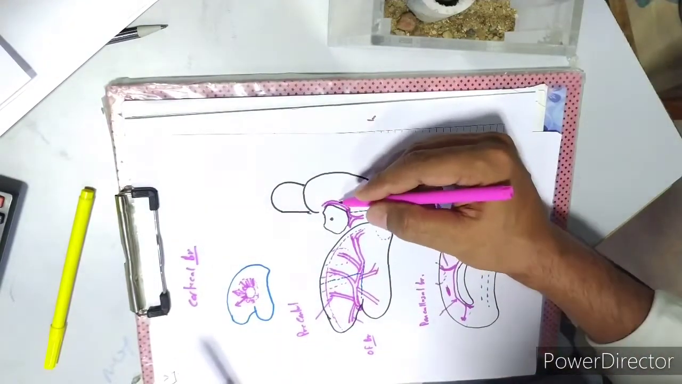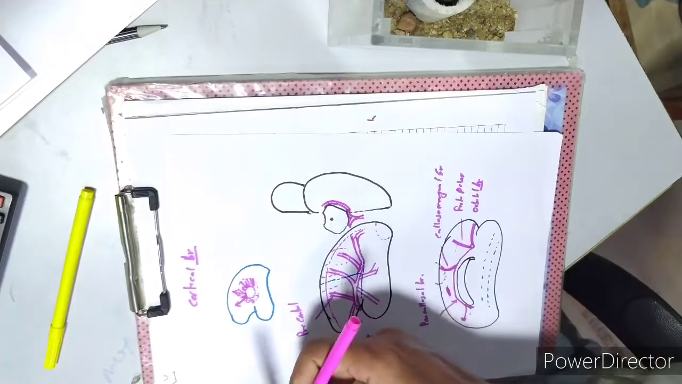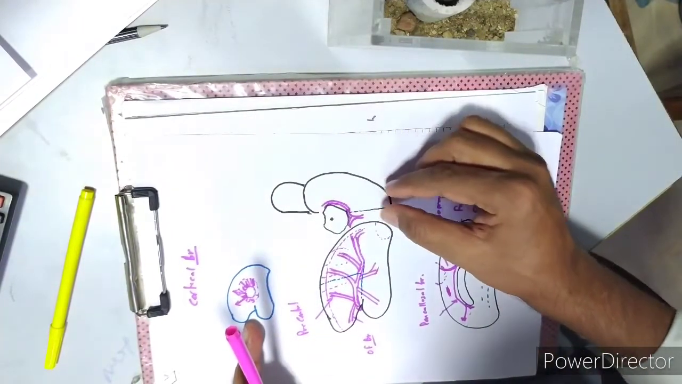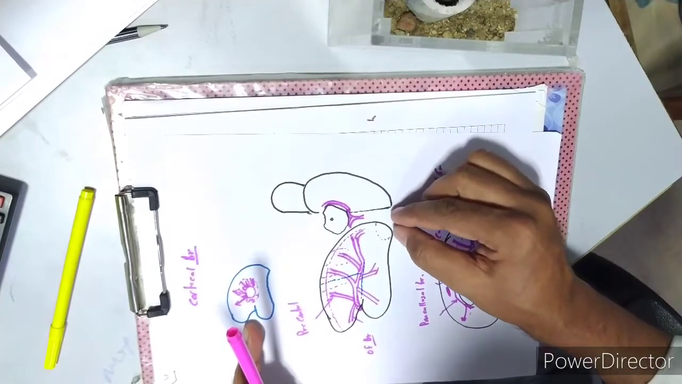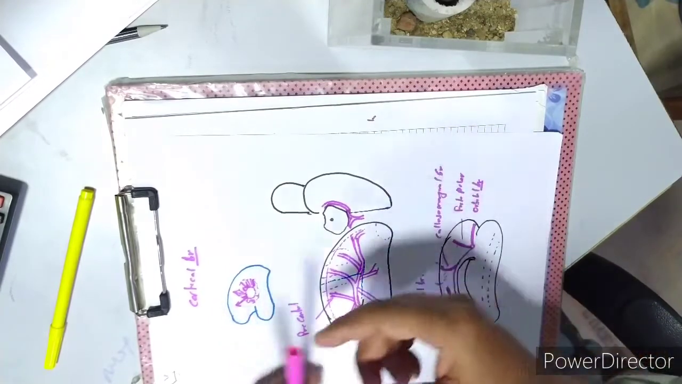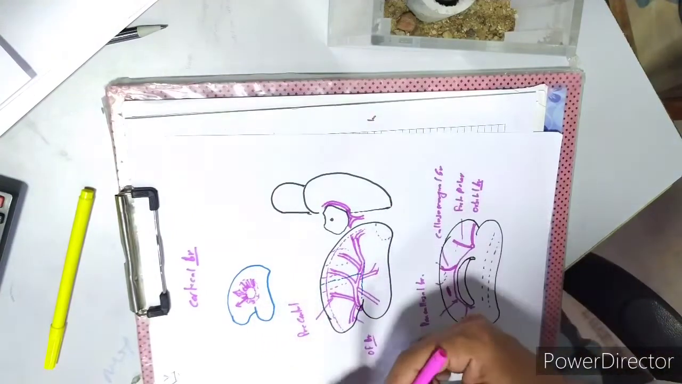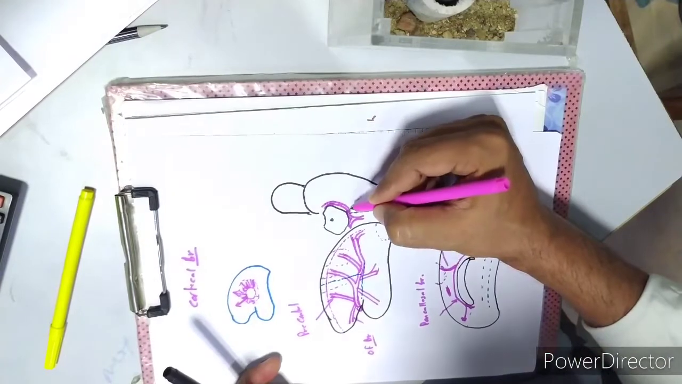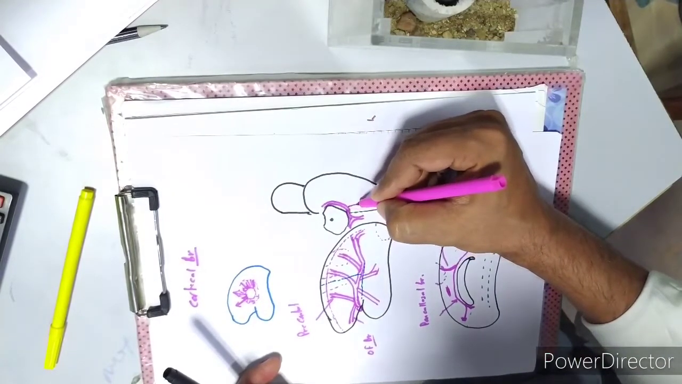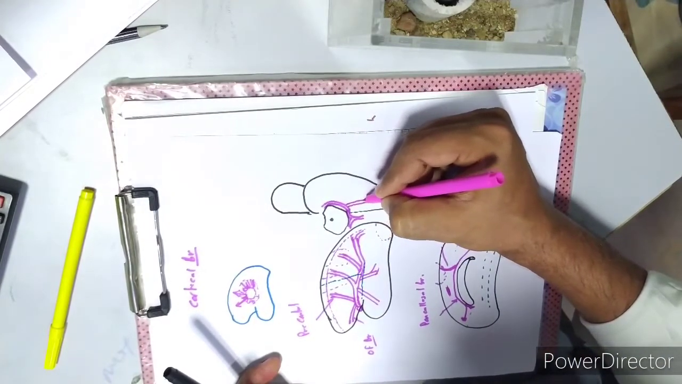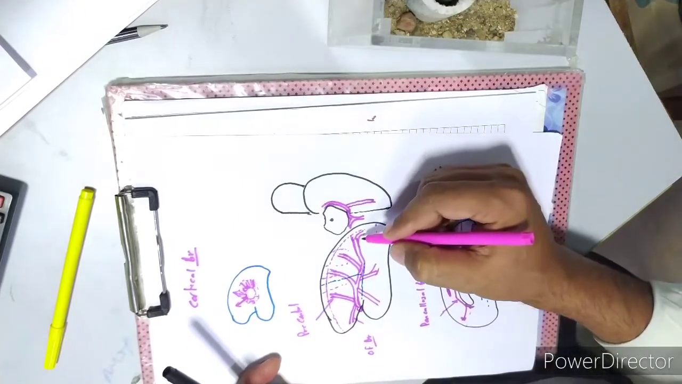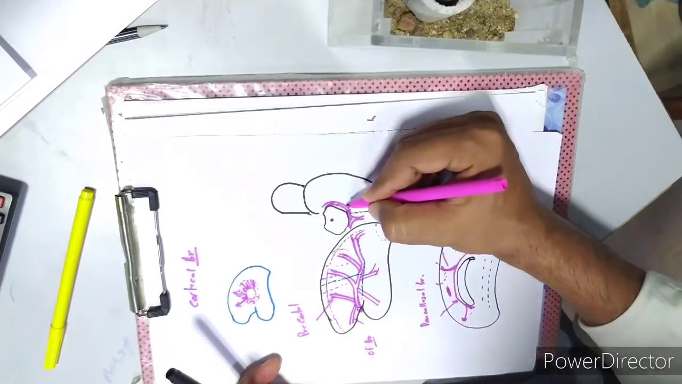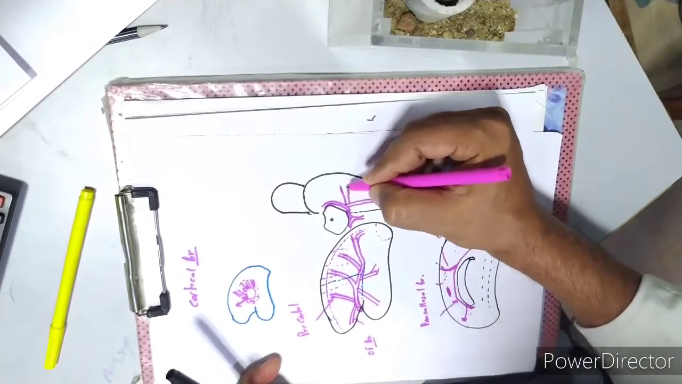Clear? Now, this posterior cerebral artery gives rise to different branches which supply the inferior surface of the temporal lobe as well as the occipital lobe on the medial side. Okay, here, and also the lateral side here. So what are the branches? Look here. First is the temporo-occipital branch here. These are the temporo-occipital branches here.